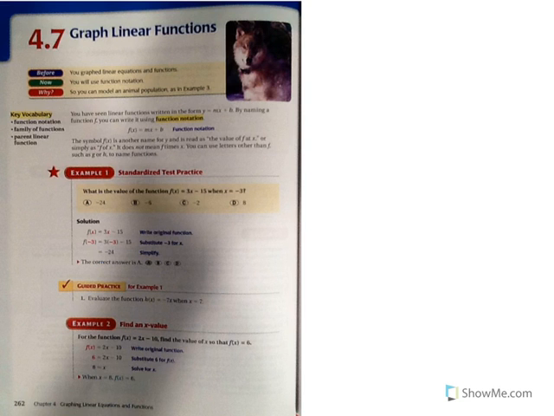So now we're on graph linear functions, and that starts on page 262. There's some really important things to understand here. Normally when we see something like f(x), that means f times x. But this is a new way of referring to it, and that's called function notation.